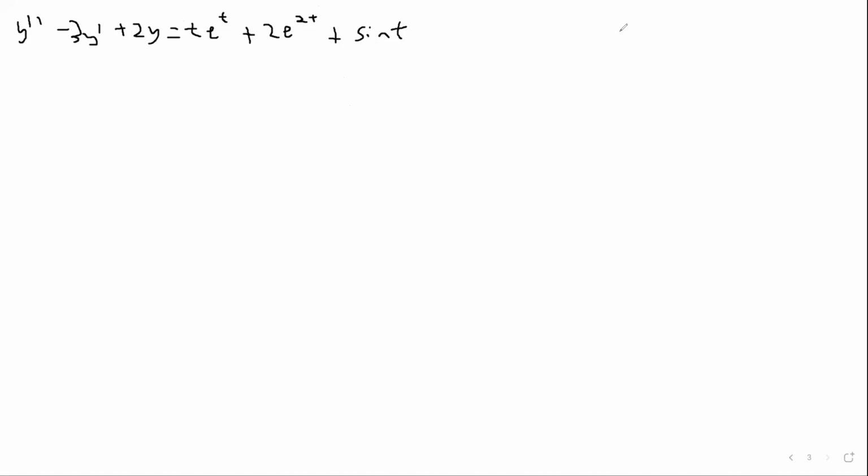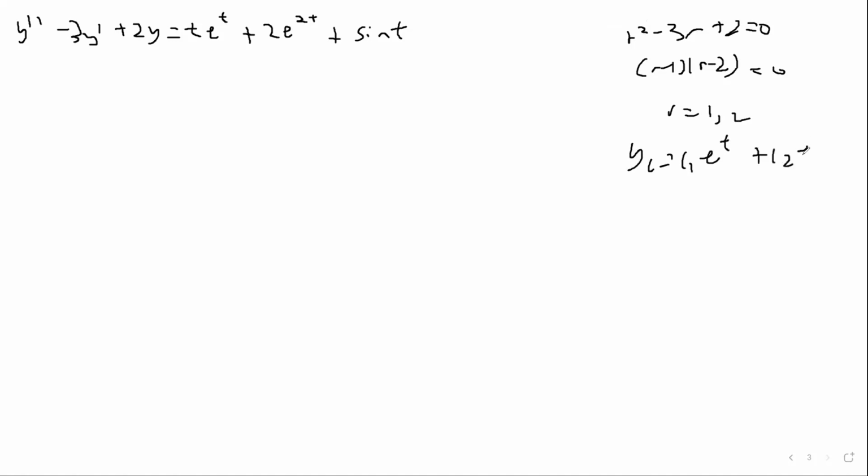Does anyone have the complementary solution off the top of their heads? That gives us r minus 1, r minus 2. This gives us r equals 1, 2. So we have yc equals c1 e to the t plus c2 e to the 2t. Now we need to figure out the form of the solution on the right.